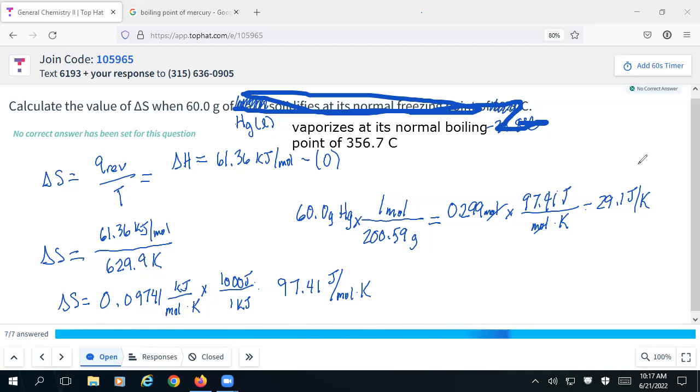So that would have come from the thermodynamic table values, the heats of formation. So I pulled the heat of formation for mercury in the gas phase. That was the product. Minus the liquid phase, that was the reactant. And so I just pulled those values directly off of the thermodynamic tables here. All right, any other questions with this example?